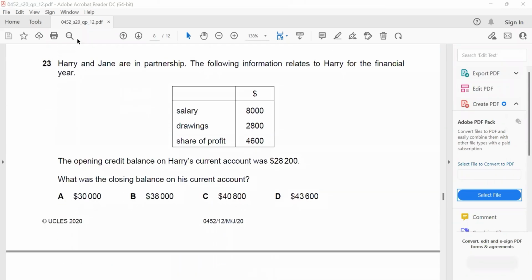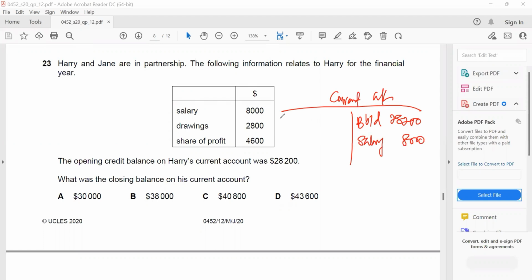Okay, question 23. Harry and Jane are in partnership. The following information relates to Harry. The opening credit balance. Okay, current account. This is a current account for Harry, which has a credit balance of 28,200. And this is a salary related to Harry. Salary is in here, 8,000. And drawing is in here, 2008. Share of the profit in here, 4006.